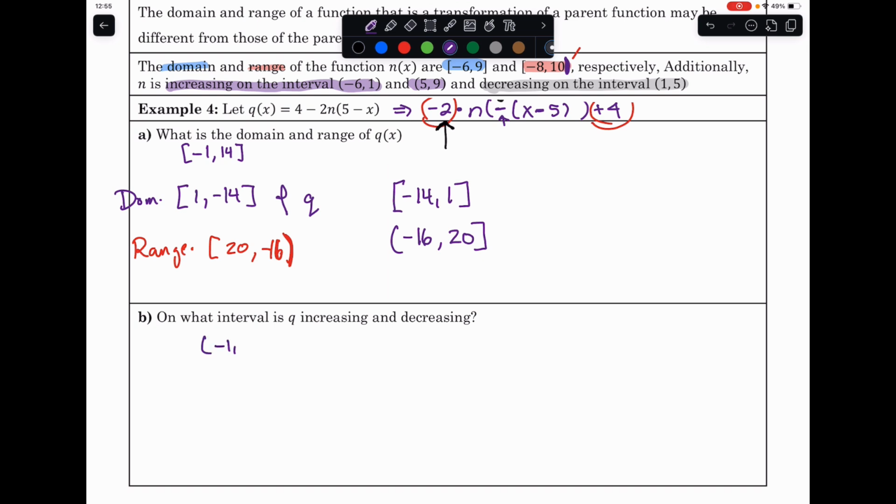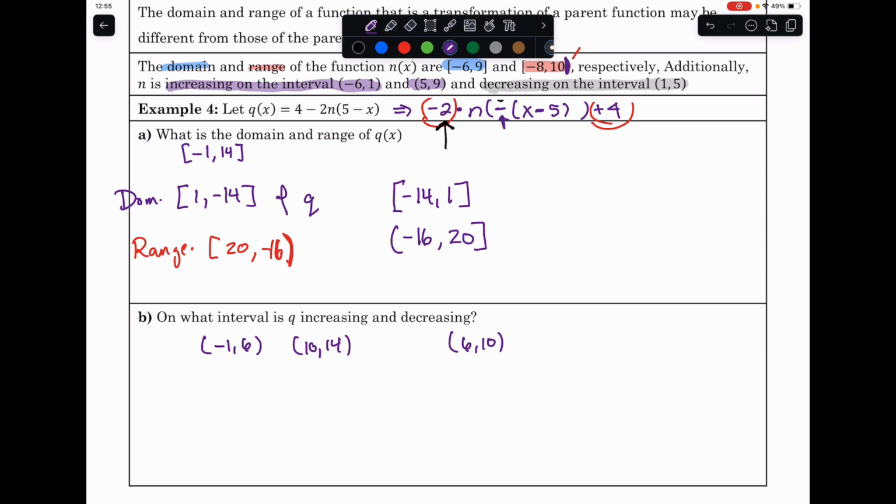So -1 to 6 would be the first interval. This interval right here would be that one. This second interval shifted to the right by 5 would be 10 and 14. And an interval where the function is decreasing, again a shift of 5 units to the right, that would be 6 and 10.